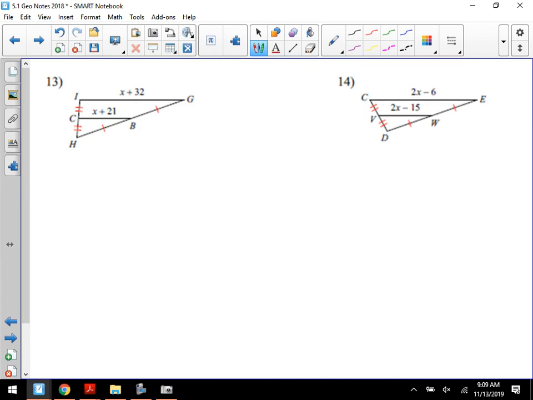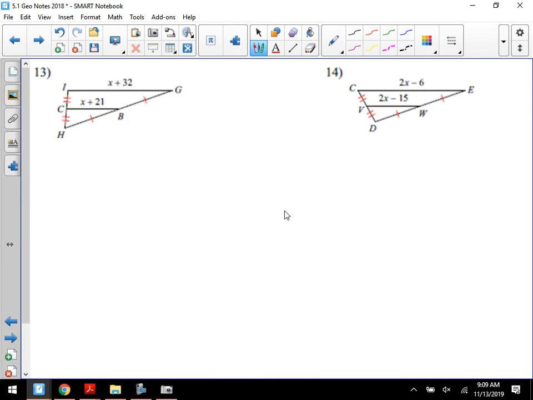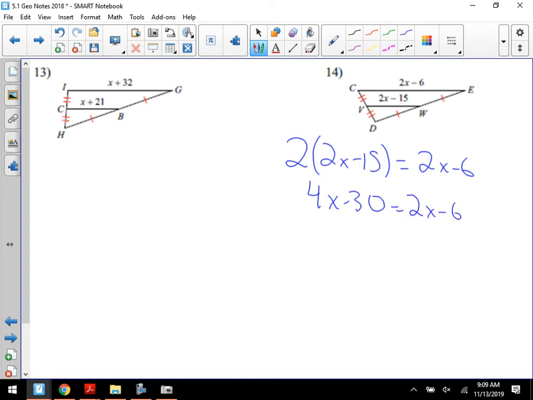One of the things I was mentioning is that usually when you have algebra on both parts, you could double the mid-segment and kind of stay in that realm and not have to worry too much. So on 14, if you double your mid-segment, you wind up with 4x minus 30 is 2x minus 6. Bring the 2x over, add the 30. I believe you get 2x is 24 and x is 12.